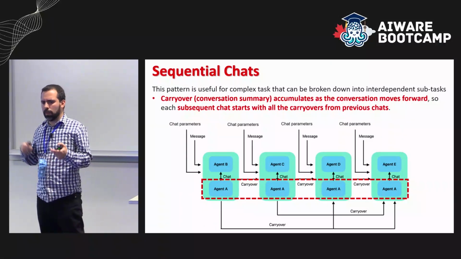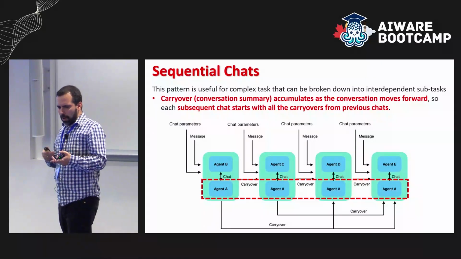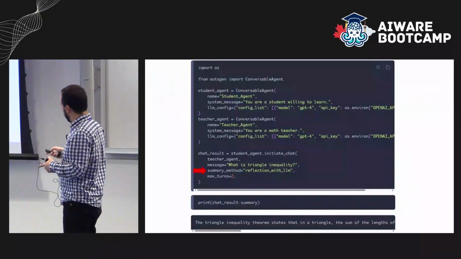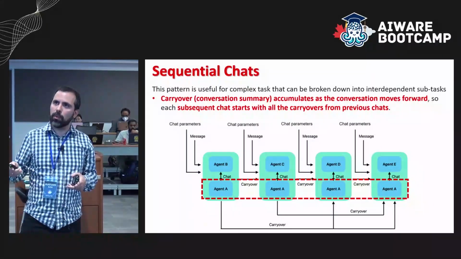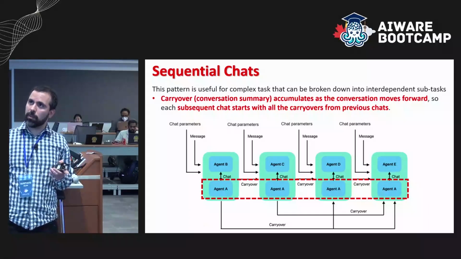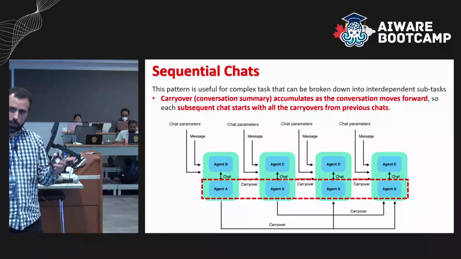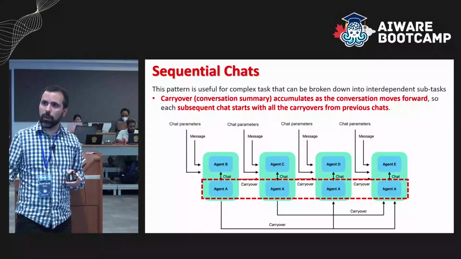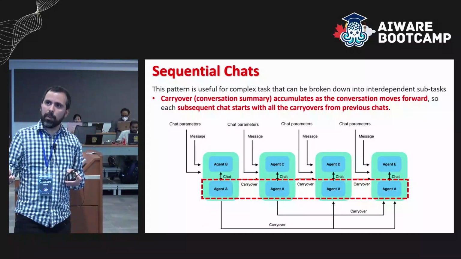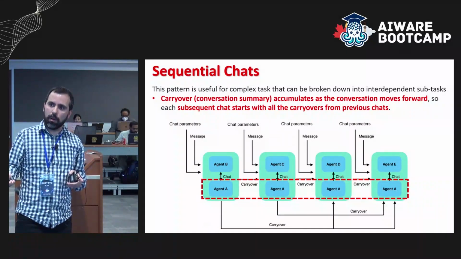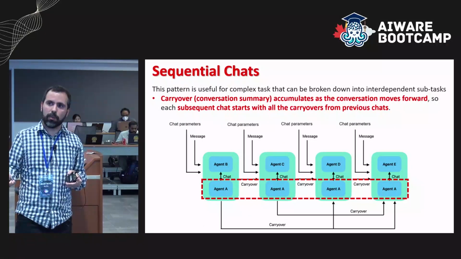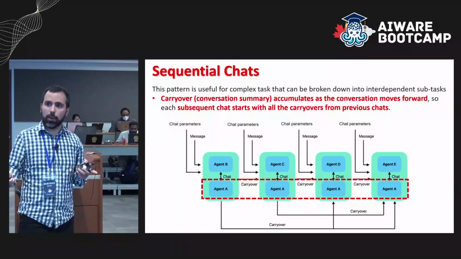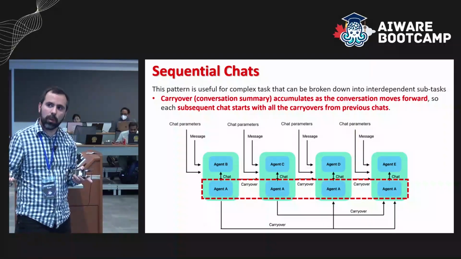Sequential chats. So this is when you want to have one agent talking to many other agents as a sequence of steps. So this pattern is useful for complex tasks that can be broken down into independent subtasks. So you have this carryover here, right? So everything that happens here, you summarize it and you carry it over, right? So it can be, again, just that summarization that we saw using LLMs. It could be the last message. There are different ways to define it.